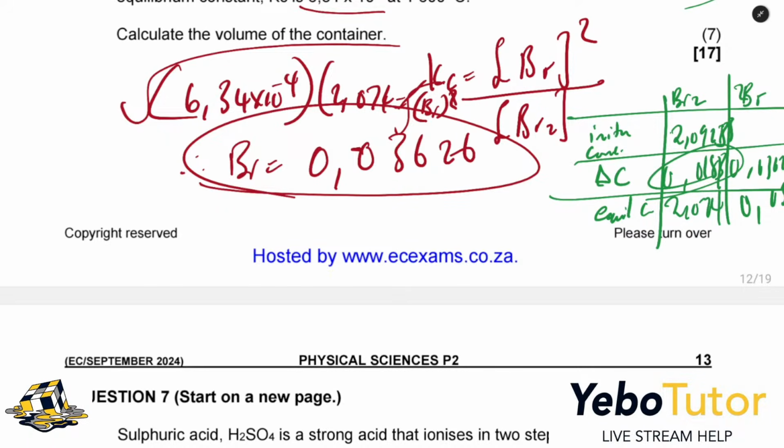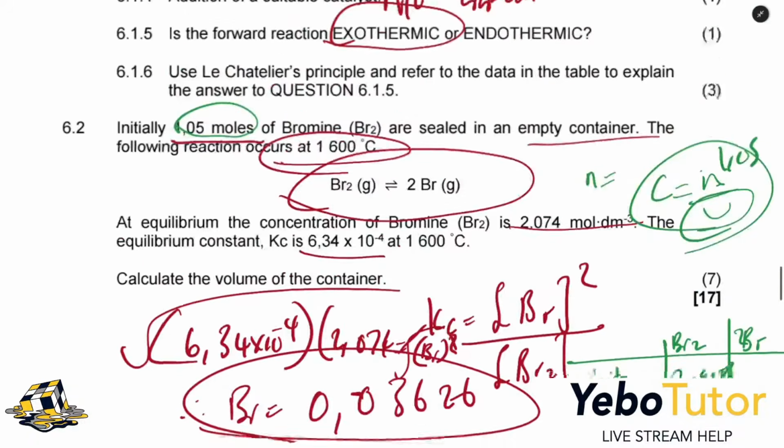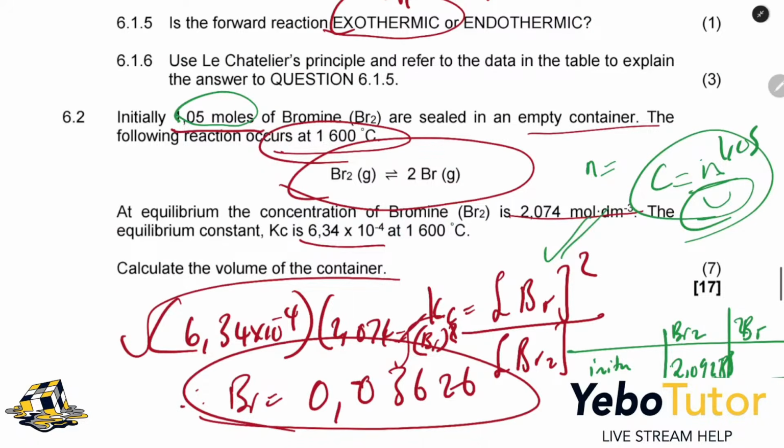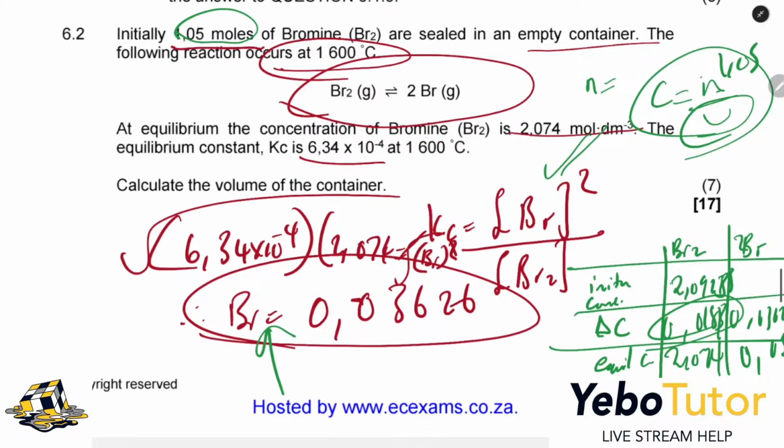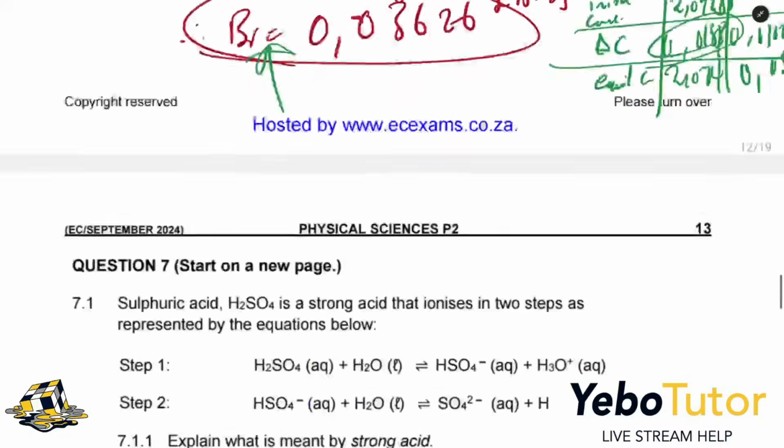Alternatively, you can calculate this using different methods, but this Kc methodology is the important one. You start by using calculations for the Kc, then you get your value for Br. After you get your value for Br, you multiply that by 2, and you end up getting the answer which we almost got there.